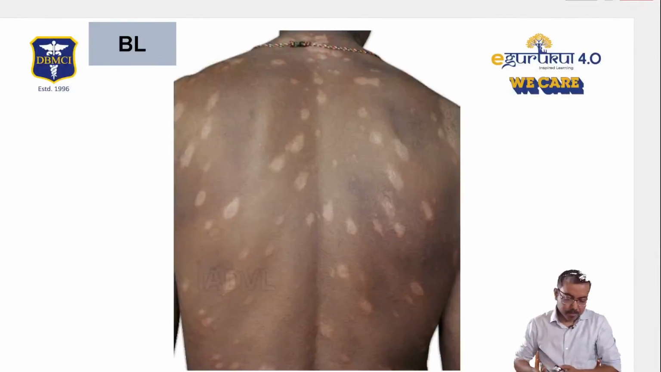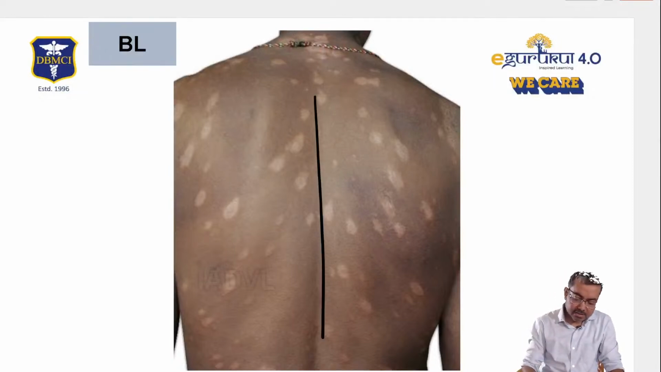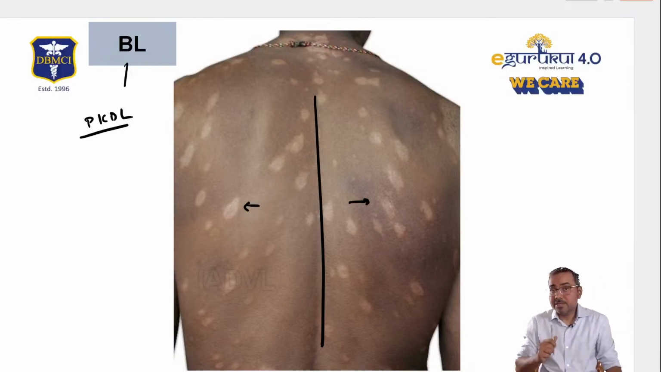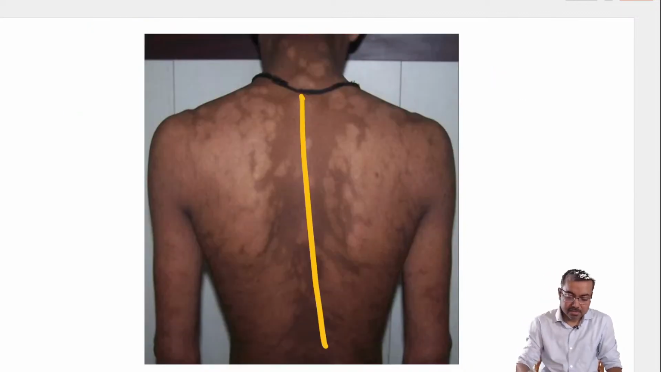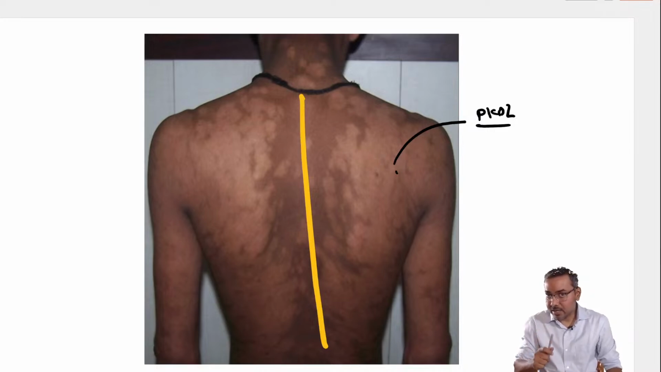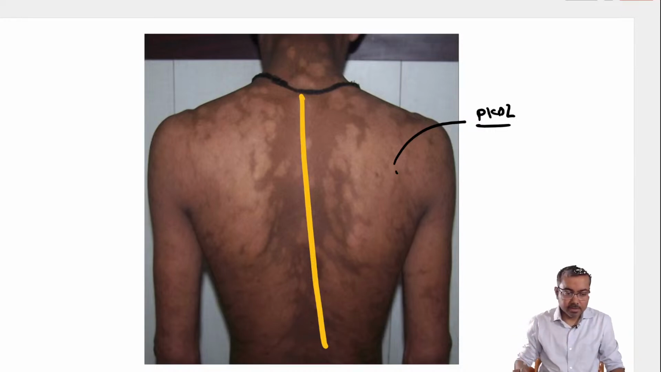ठीक है. This is what BL answers mean, bilaterally symmetrical patches, but this can also easily be PKDL. Images between borderline lepromatous and PKDL look the same. This is, for example, PKDL. Can you see similar images? Again, as I said, no thickened nerves, no fever in the past. All those differentiating factors are always there between PKDL and leprosy.